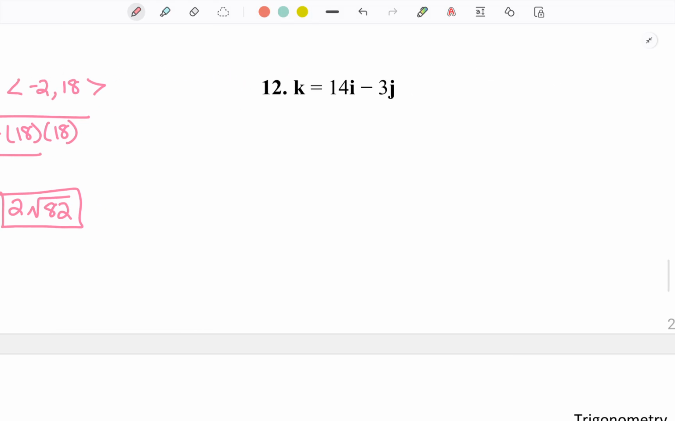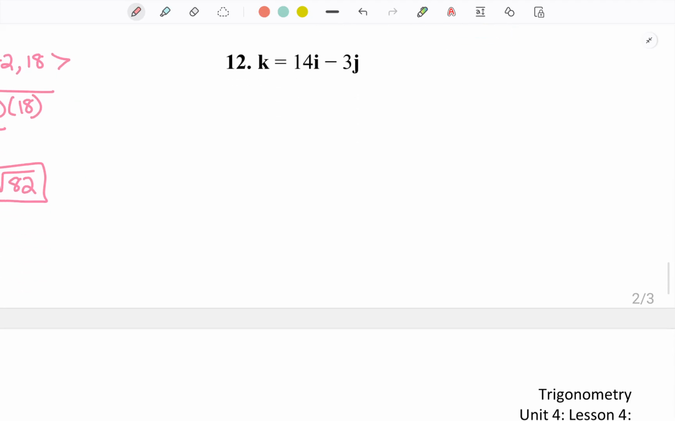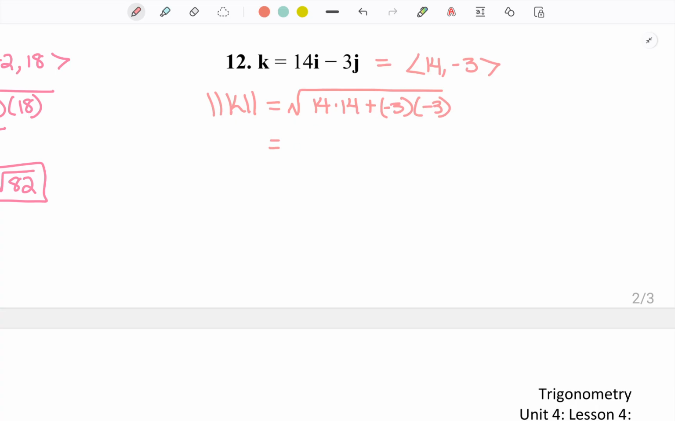So then on number 12, it is a linear combination. So I'm just going to change that to component form really quick. And so that is going to be <14, -3>. So the magnitude of k is going to be the square root of 14 times 14 plus -3 times -3. So that will give us 196 plus 9, which is the square root of 205. And that will not simplify, so that is where we are going to leave it.